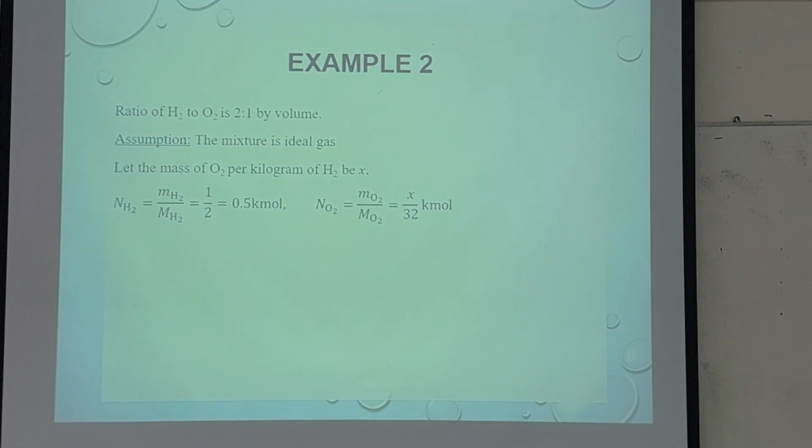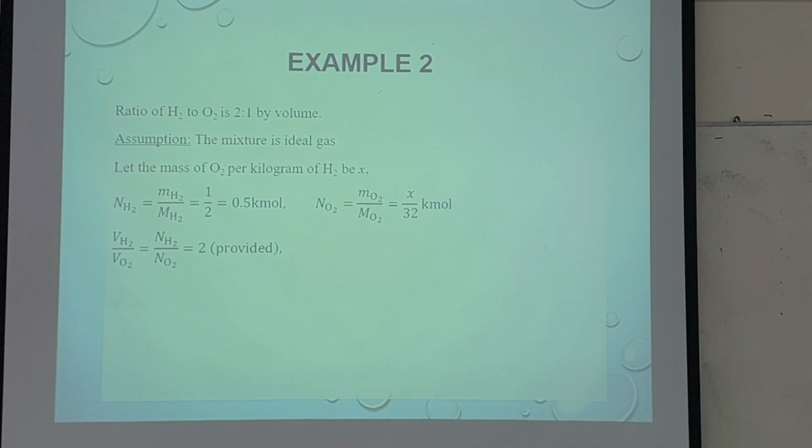So this one is actually more towards playing with mass. The example here is a lot of this kind of mass thing. Okay, so we know that volume of H2 over volume of O2 is equal to mole of H2 over mole of O2, like I said just now, equals 2. So can you see how to solve it? Pretty much done, because you can just sub 0.5 and also X over 32 into this equation. So then the mass of the oxygen per kilogram of hydrogen is 8 kg.